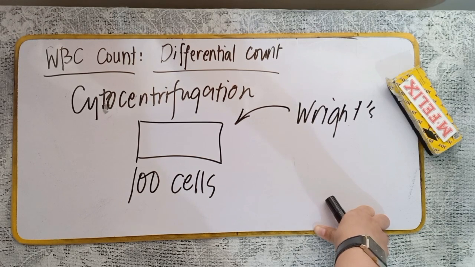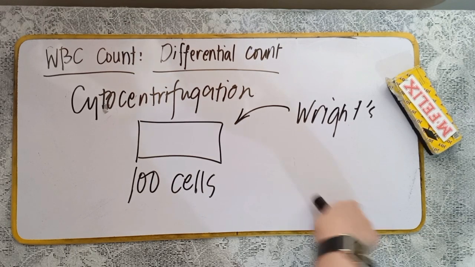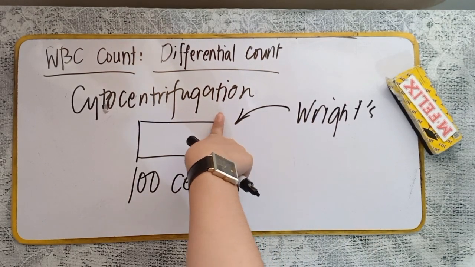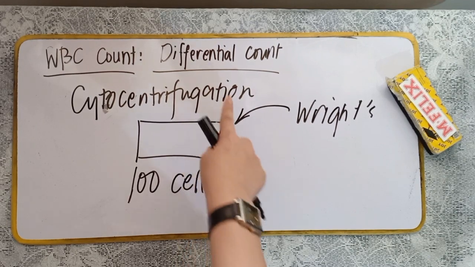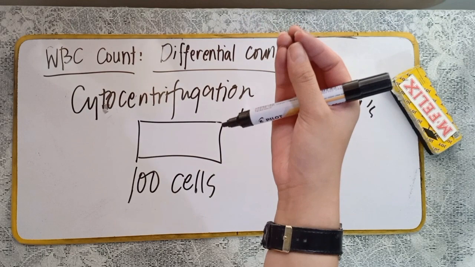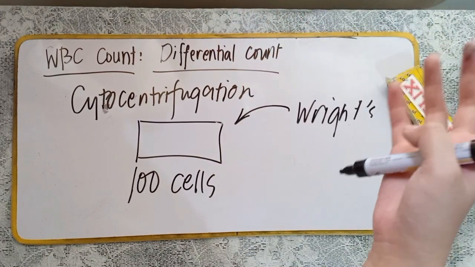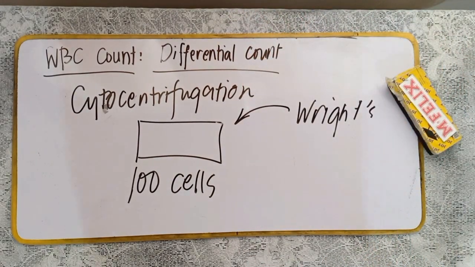Now, to ensure that the maximum number of cells are available for examination, the specimen should be concentrated. Okay, ito yung sinasabi natin. It should be cytocentrifuged first prior to preparation of the smear. Okay, so kung ano yung nagsettle sa baba, yun yung i-smear natin.